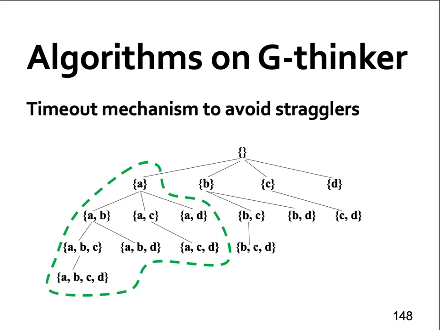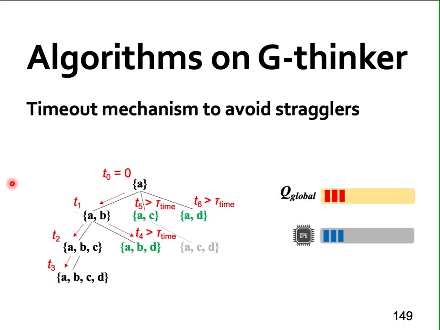Since the task running time is difficult to predict, we designed a timeout mechanism to avoid straggler tasks. Specifically, we define a time threshold and decompose the task if it runs for a longer time period than the threshold. Taking the task spawned from vertex A as an example. Assume that the running time exceeds the time threshold when the task is about to check A, B, D. Then the task will be decomposed into 3 tasks by backtracking. For example, at the second level, node AC also times out, and its subtree becomes a new task.